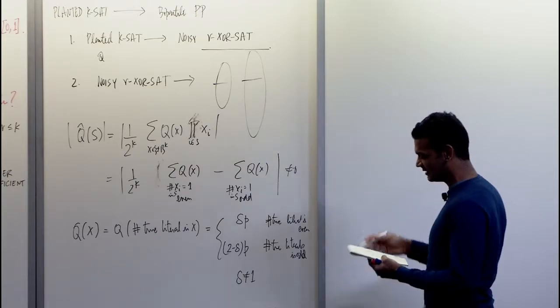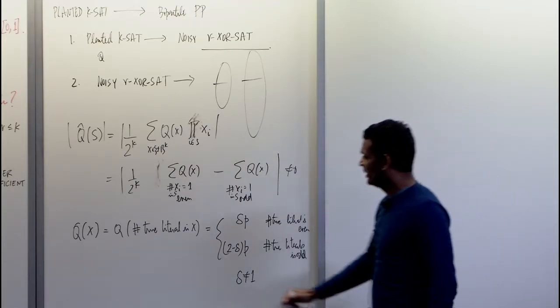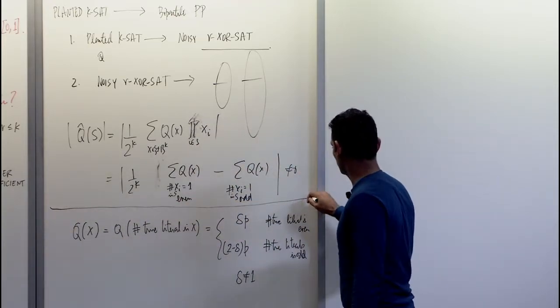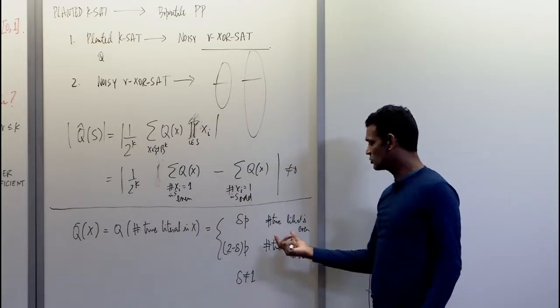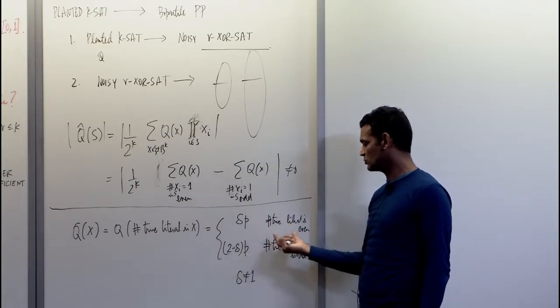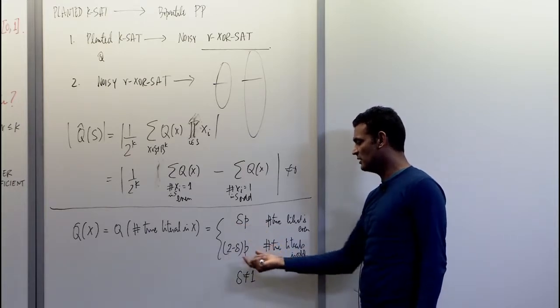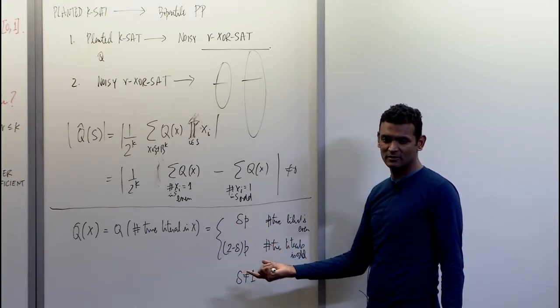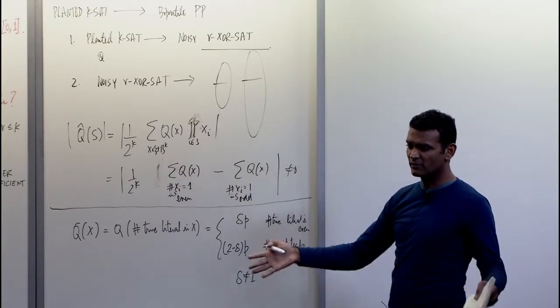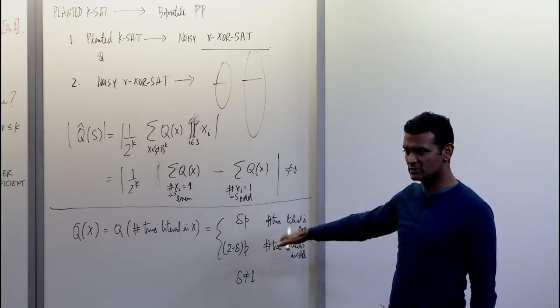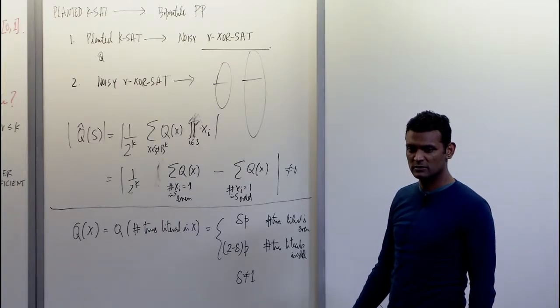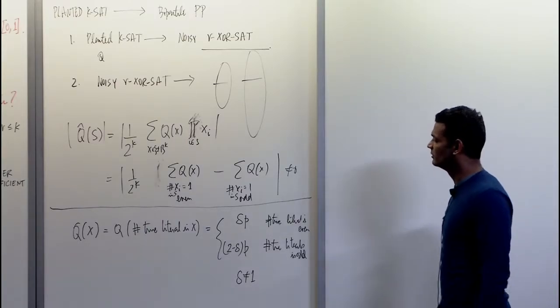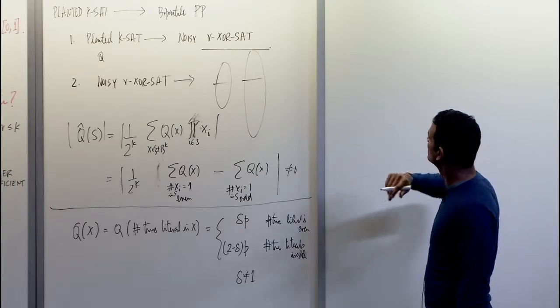Okay, so let me do the second step of the reduction, which is we have an instance of this problem. You're given clauses. The probability you pick a clause with an even number of true literals is delta p. The probability you pick a clause with an odd number of true literals is 2 minus delta p. And your goal is to recover the assignment under which this distribution holds. So how are you going to do this?